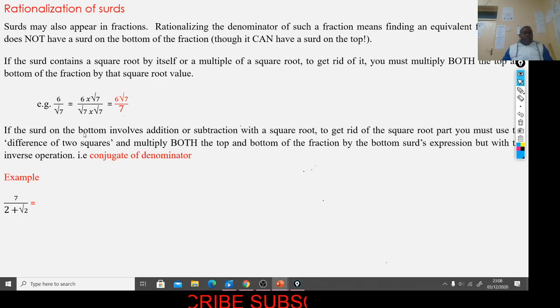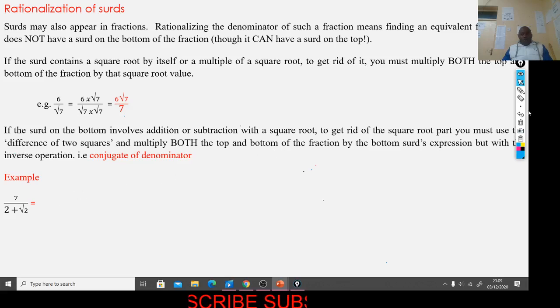And if the surd on the bottom involves addition or subtraction with square roots, if you want to get rid of the square root part at the denominator, you must use the difference of two squares. We use the difference of two squares.